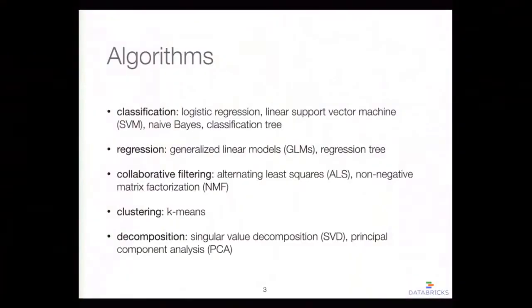For machine learning algorithms, we cover basic linear methods like logistic regression, linear support vector machine, and naive Bayes. We also cover decision trees for classification and regression. We implement alternating least squares for collaborative filtering, as in Spotify's talk today, and we recently added an option for non-negative constraints that gives you non-negative matrix factorization. For clustering, we support k-means. For dimensionality reduction, we have singular value decomposition and principal component analysis. That's basically the standard coverage of machine learning algorithms.